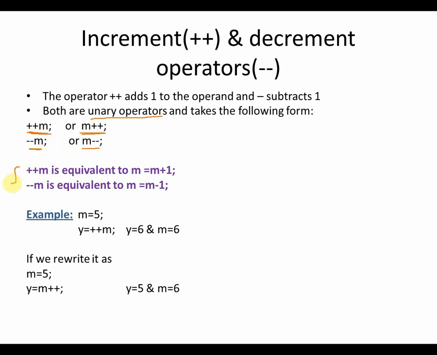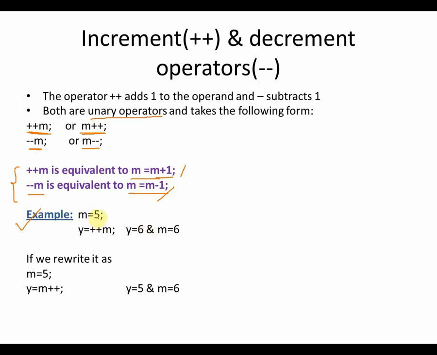Now the equivalents I have written over here. Plus plus m means m equal to m plus 1. It is as good as performing m equal to m plus 1. And if it is minus minus m, in that case it is as good as performing m equal to m minus 1. So nothing but you subtract a 1, and in this case you add a 1. Okay, so the example which we see over here is in this format.